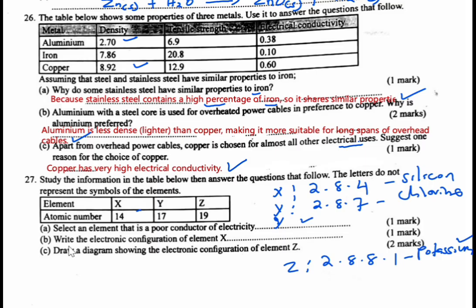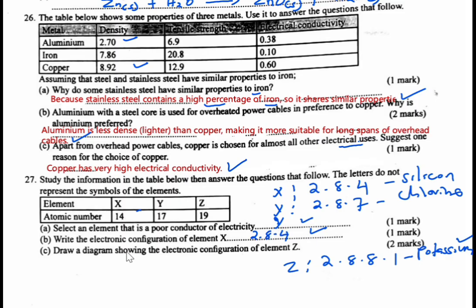Part B. Write the electronic configuration of element X. Already you have done it here. X will be 2, 8, 4. We get 1 mark. Remember, the first energy level carries a maximum of 2 electrons. Then the second energy level, third energy level, and the fourth, they carry a maximum of 8 electrons.